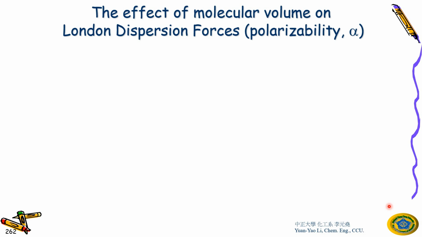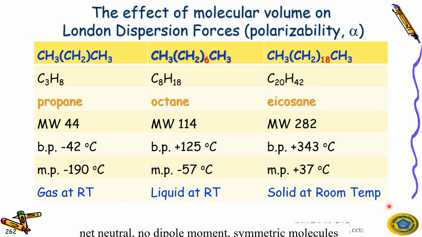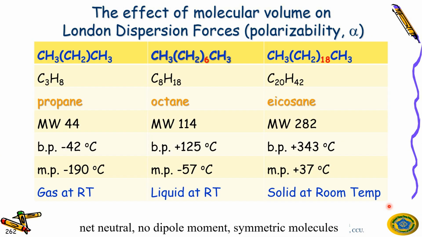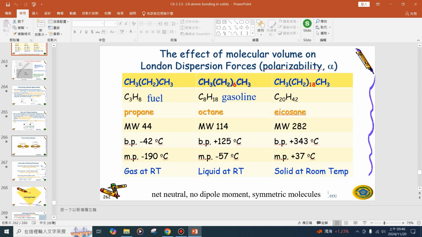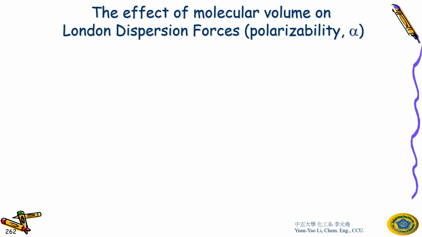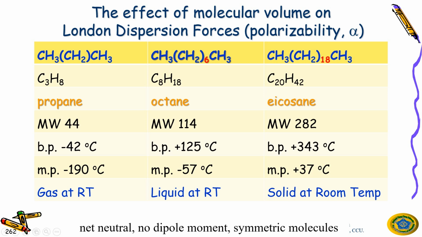Right, so the effect of the molecular size on the random dispersion forces we call polarizability. Let me finish this. When you take a look at this example, this is called propane, which has CH3 at both ends. You have CH3 at both ends, but a different chain length only. You have only one CH2, you have 6 CH2, you have 18 CH2. And this is what we call propane, octane, and eicosane.